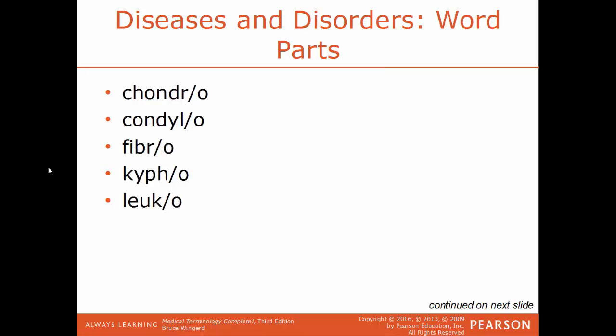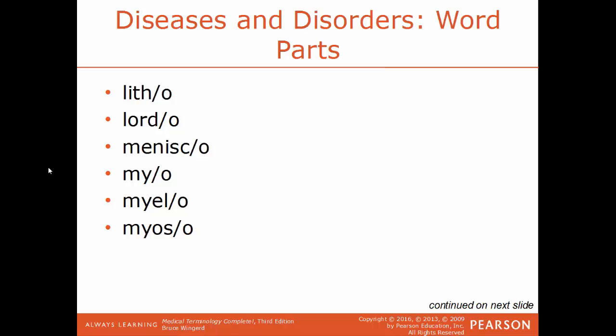Chondro is a reference to cartilage. Condylo is a reference to a condyle, a rounded projection at the end of a bone. Fibro is a reference to fibers. Kypho is a reference to having a humpback. And leuco is a reference to white. Litho is a reference to stone. Lord or lordo is a reference to having a sway back curve where your lower back curves inward more than it should, the opposite of having a humpback.